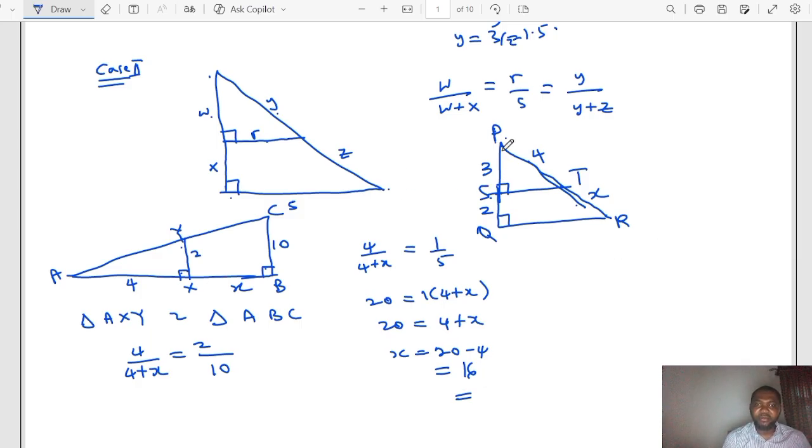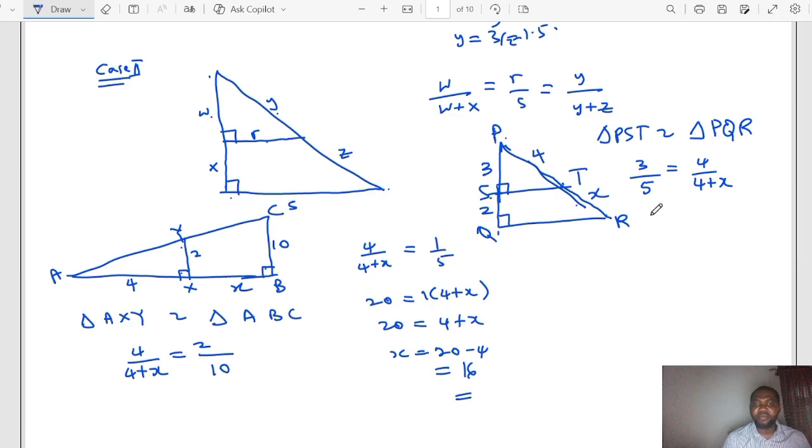But in this case, remember, triangle PST is similar to the bigger triangle PQR. You see that? For triangle PST, the side of the smaller triangle is 3. The corresponding side of the bigger triangle is 3 plus 2, which is 5. Equal to the side here for the smaller triangle, which is 4. The corresponding side of the bigger triangle is 4 plus X. So we can use this to find X.